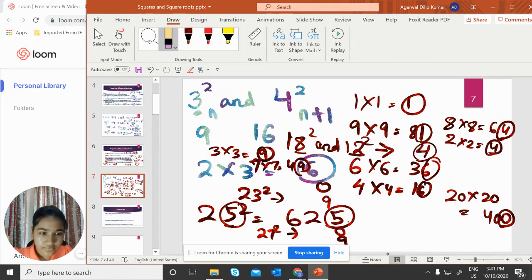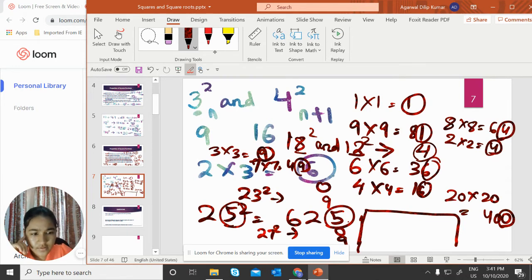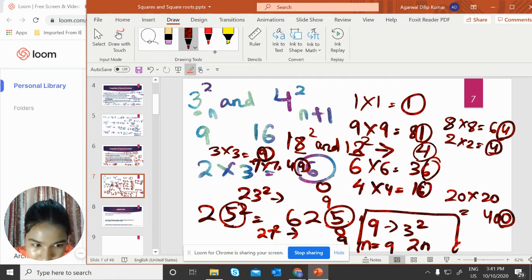Okay, so if we take a perfect square, think of a perfect square, 9. So 9 is a perfect square, 3 squared. Yes, so if n is equal to 9, then 2n can never be a perfect square. 2 into n is what? Now, 2 into 9 is 18. 18 is not a perfect square.